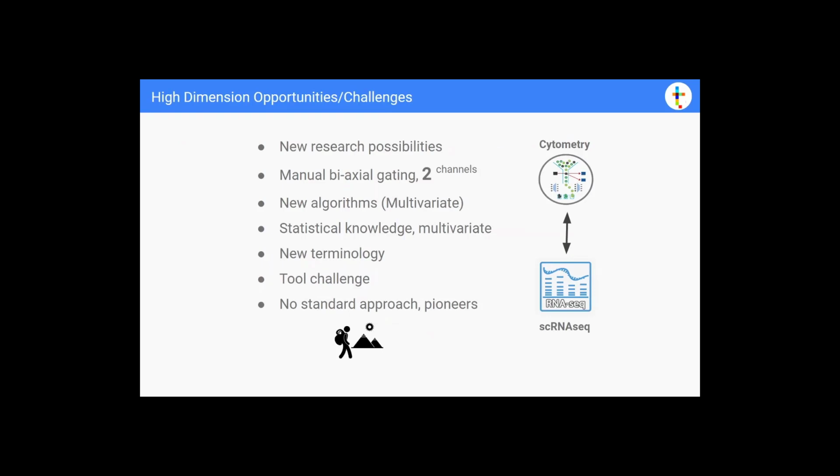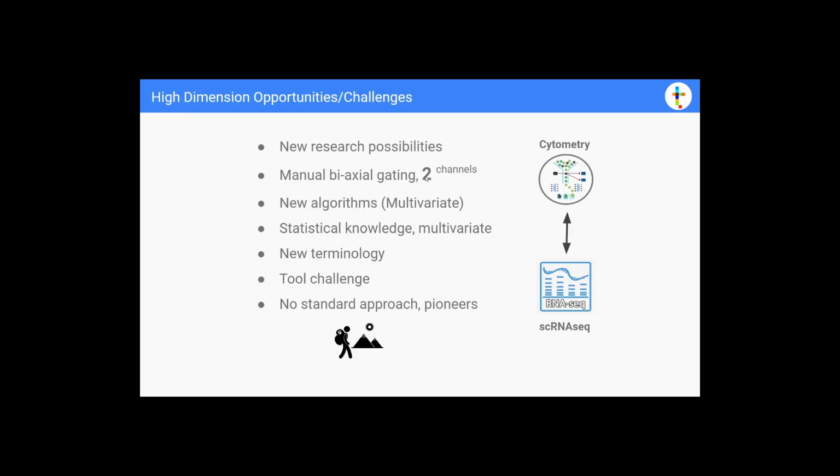So because of this advancement, it opens up new research possibilities, because now you can basically characterize your cells with more parameters, and you can do better science effectively. So manual bi-axial gating, which is a traditional approach to look at how to identify these cells using these plots that I mentioned.